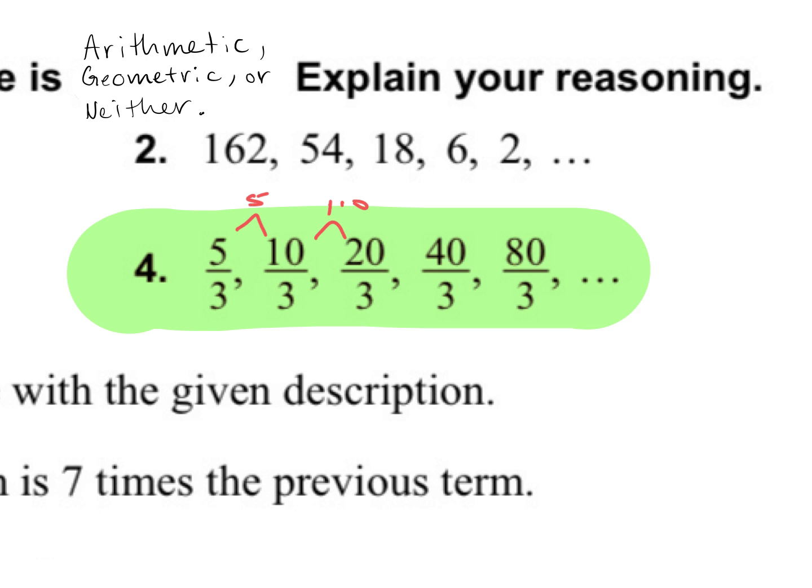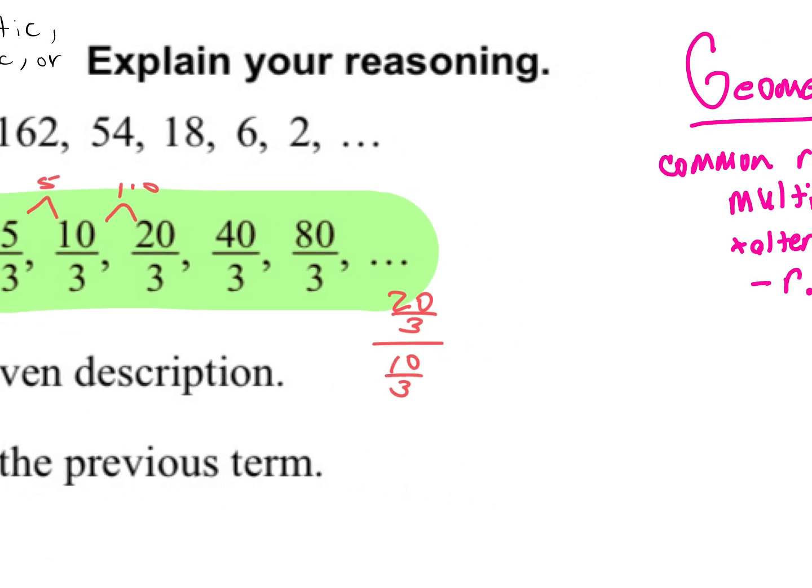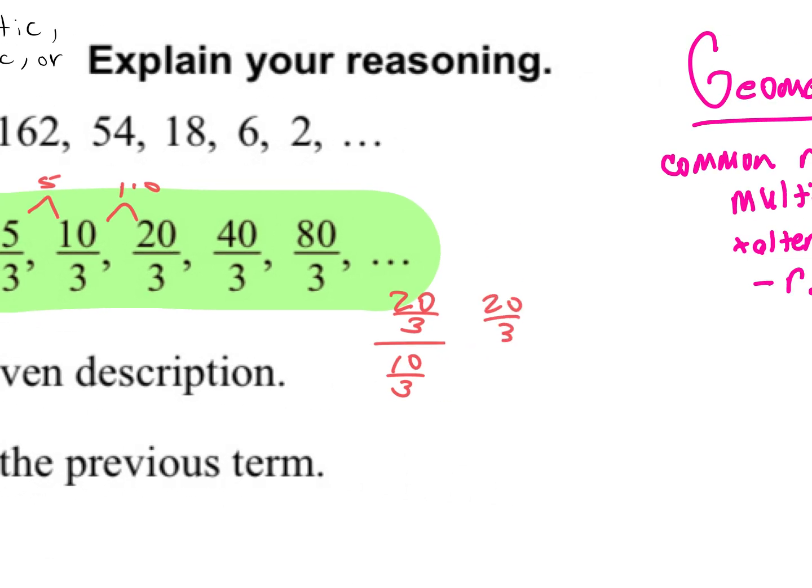How could I figure out if this was geometric? I'm going to take one term, 20 over 3, and divide it by the one in front of it, 10 over 3. How do you divide fractions, guys? 20 over 3 times what? 3 over 10. Keep, change, flip. So your 3's cancel. You have 20 over 10, so your answer is 2, okay?